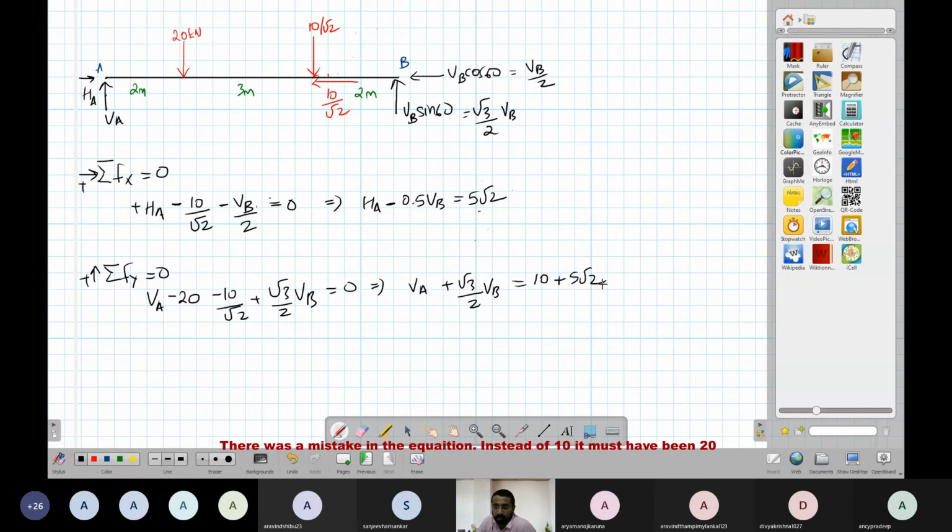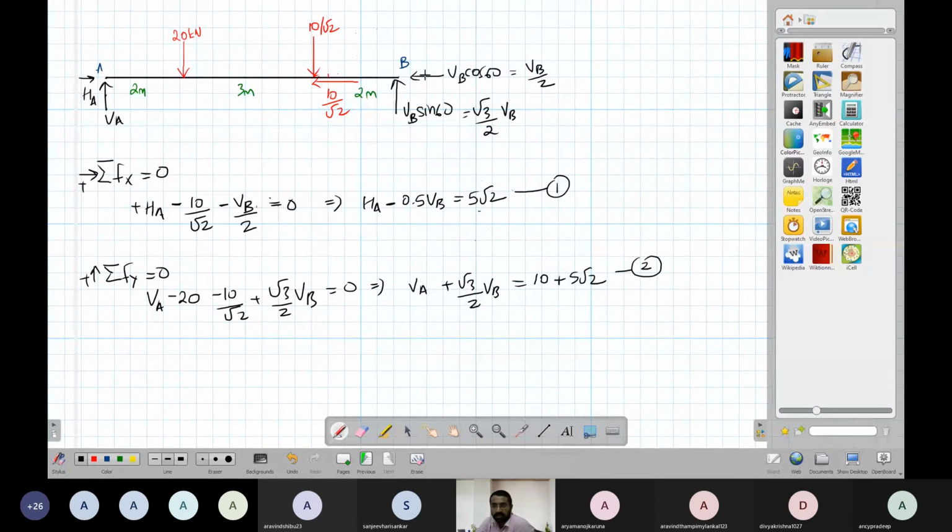10 plus 5 root 2. Okay, so we have one equation. We have the second equation here. Now we also want to find one more equation. So what I will do is I will find moment about B, because I'll try to avoid those root 3 and root 2 terms. Let's see. So summation of moment about B equal to 0, anti-clockwise positive. About this point, and now about B. Okay. So arbitrary, any point you can take.